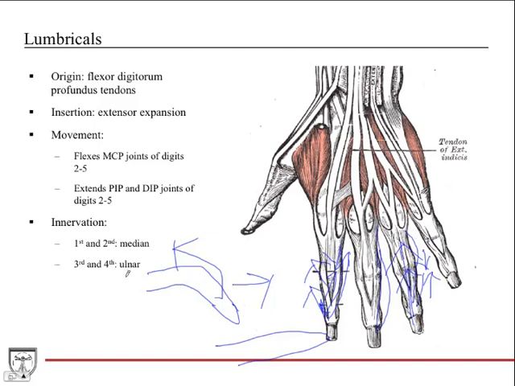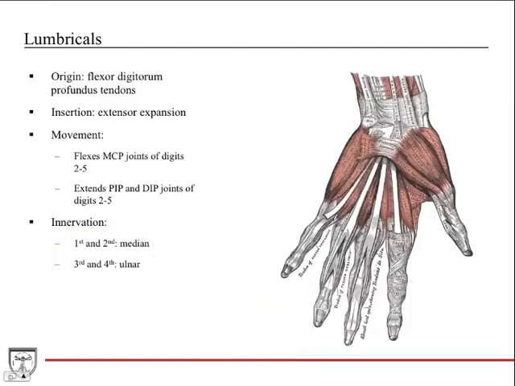And now, after all that complex explanation, again, first and second lumbricals are median nerve, so that would be these 2 here. Here's your first and your second. These are median nerve. Then here's your third and fourth. These are your ulnar nerve.